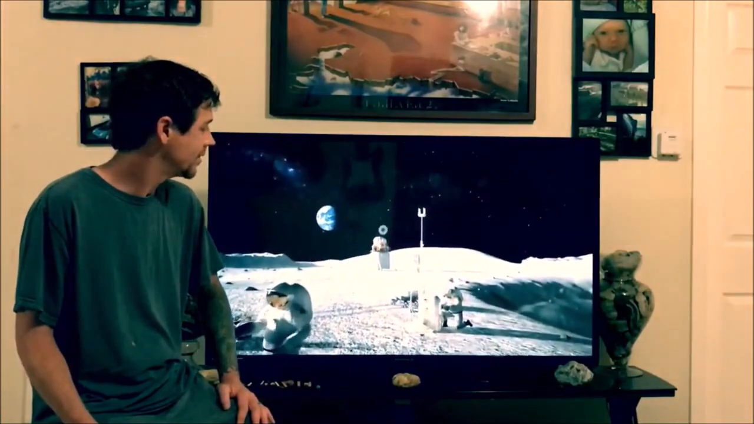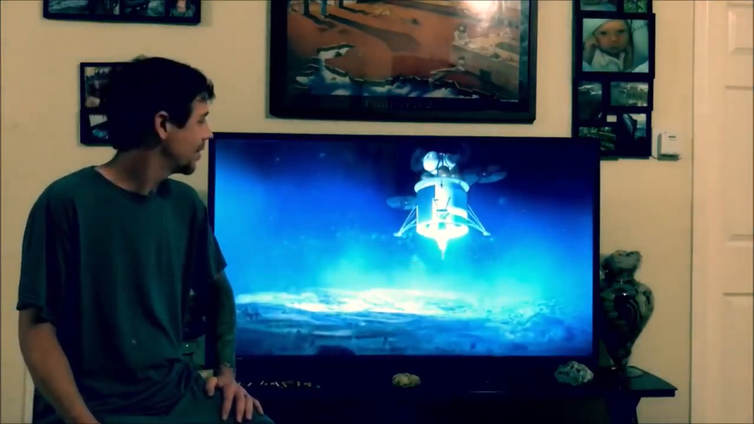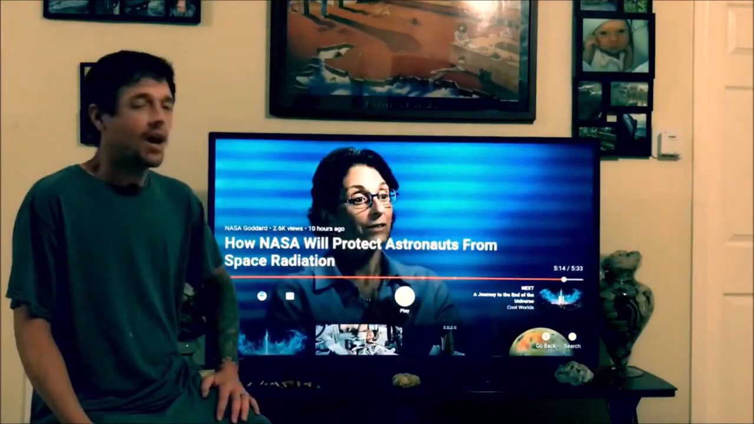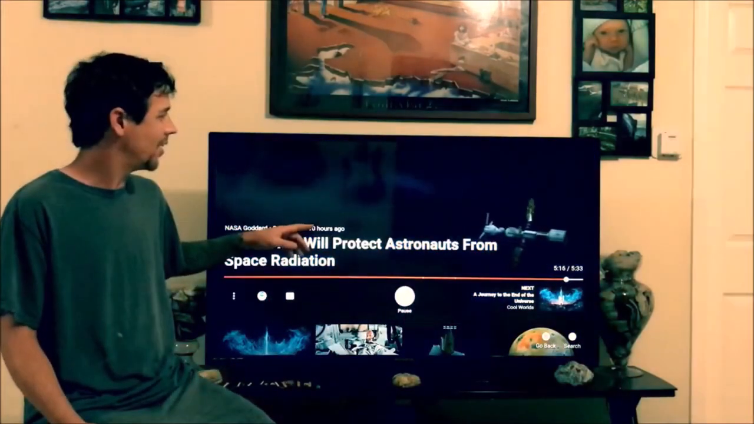The moon is going to be a test bed for us in order to be able to prepare for Mars. The more that we understand the impact and the duration of radiation on the moon, the more we can extrapolate that to the length of time.